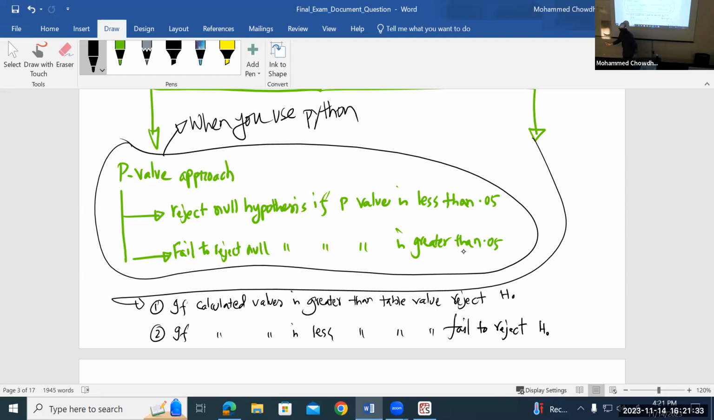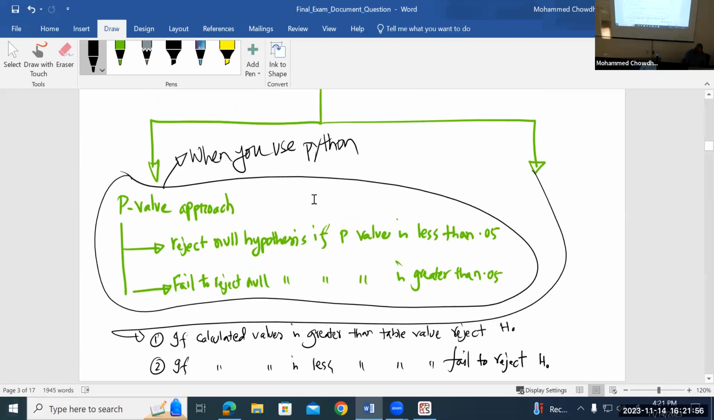Two approaches, right? The second approach I'm going to discuss in the class. The first approach, the p-value approach. Next class, when I run the Python code, you will see. Clear, right? Okay. Now, what is the p-value? That is what I'm going to discuss now.